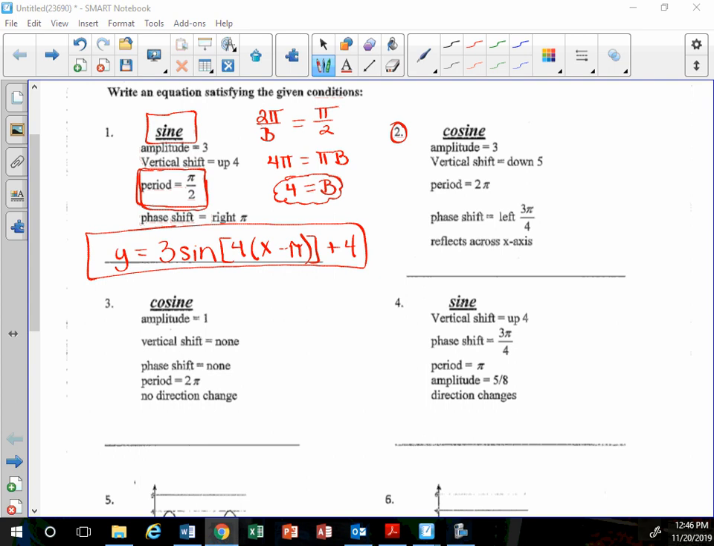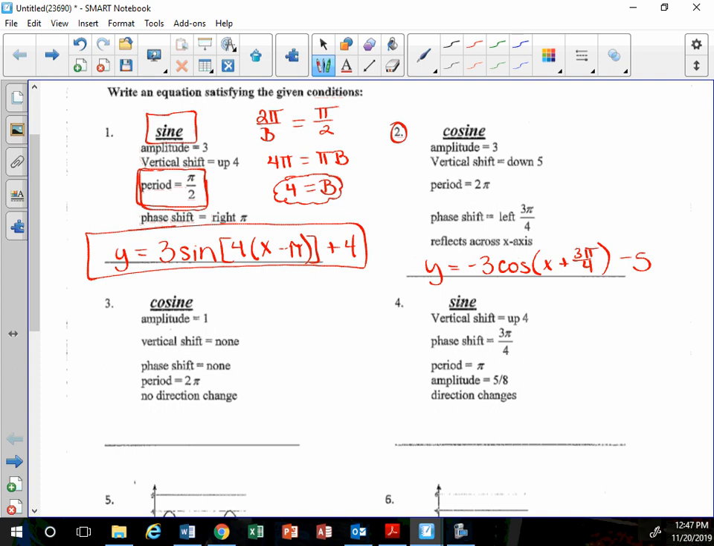All right, let's see how you did. Chris, what's your equation? Y equals -3 cos of x plus 3 pi over 4 in parentheses, minus 5. Is that what you said? Yep. Okay. Reflect over the x-axis, so that's where the negative comes from, amplitude of 3, period, no b-value to solve for there. Left 3 pi over 4, so that's why we say plus 3 pi over 4. Down 5 is minus 5 at the end. Not too bad when they give you all the information.